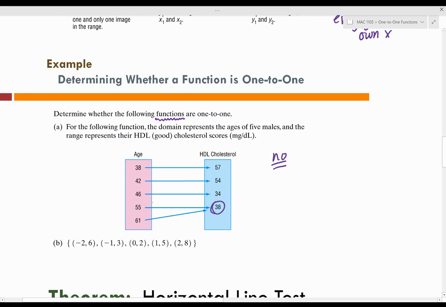38 maps back to 55, and it maps back to 61. So it fails because this one y value has two x values that it goes back to. So no, it's not one-to-one.